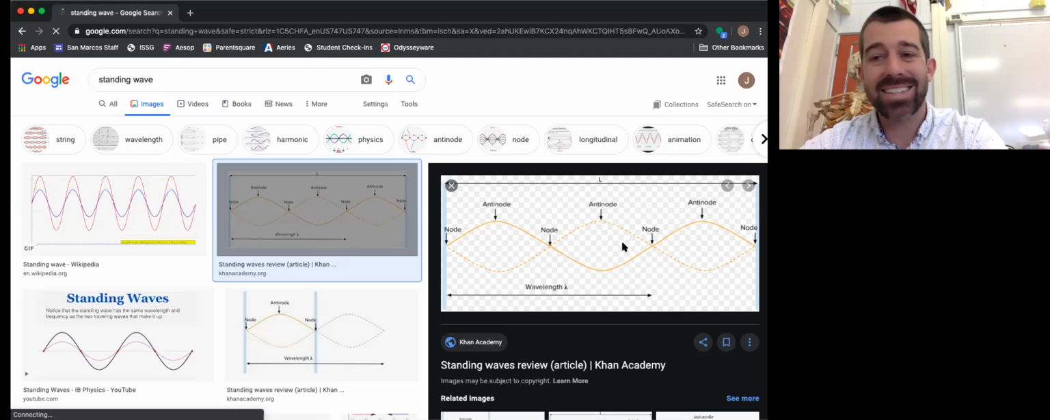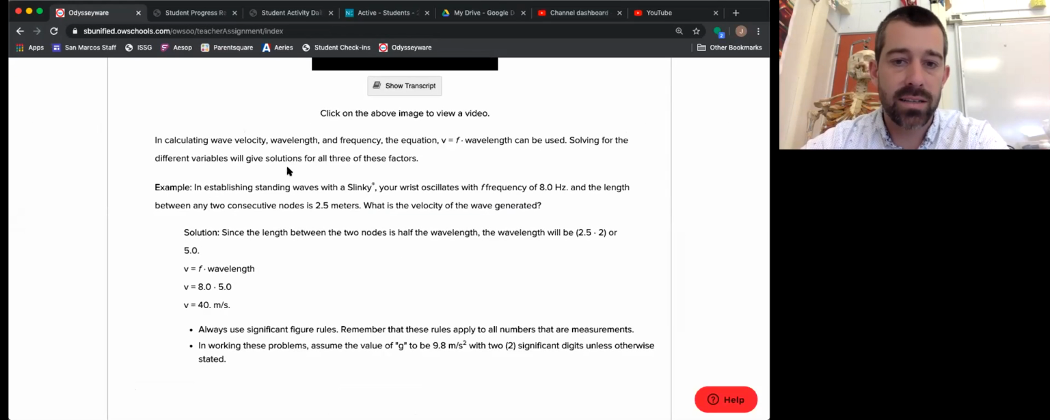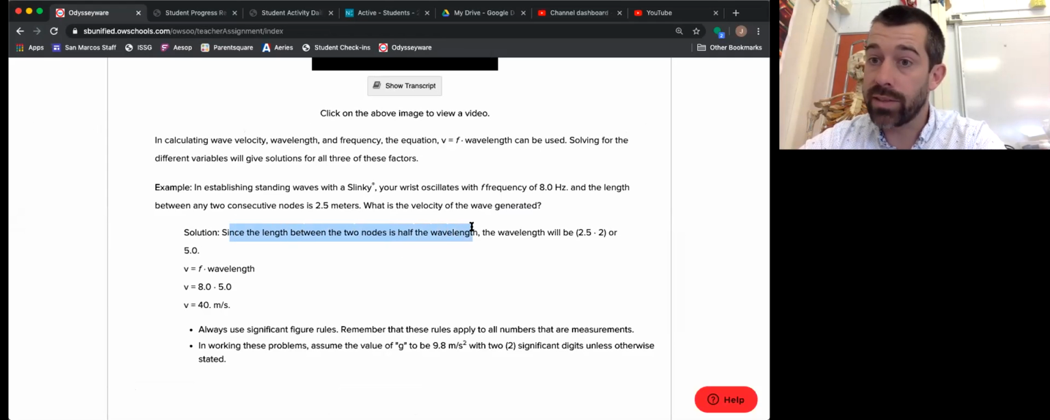Here's the problem. That's not a whole wavelength. That's just half of a wavelength. You actually have to go from this node to this node to this node. You need 3 nodes to find the full wavelength. So if we go back to the problem, it does actually explain it to you, but it would have been easy for you to overlook this sentence. It says, since the length between 2 nodes is half the wavelength, the wavelength will be 2.5 times 2, or 5.